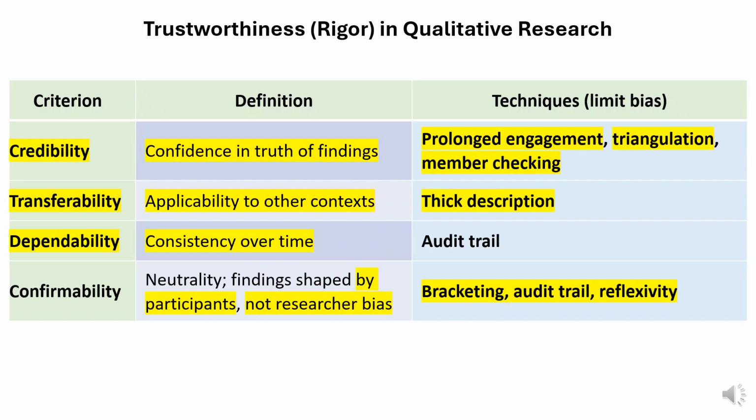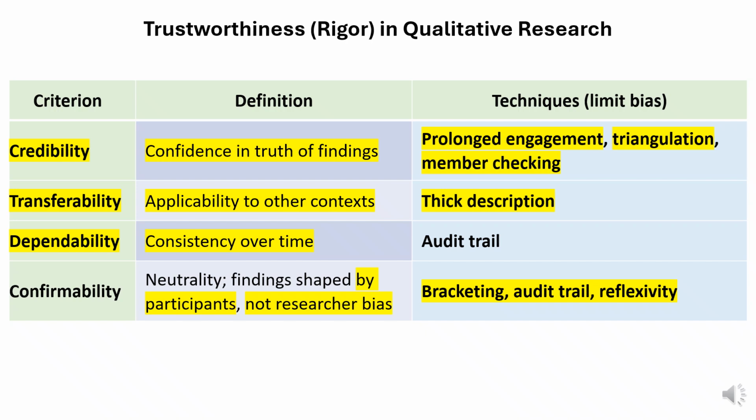In qualitative research, trustworthiness is the gold standard for rigor, replacing traditional concepts like validity and reliability. It rests on 4 key criteria, each supported by specific techniques. Credibility concerns the confidence we have in the truth of the findings, whether the researcher has accurately captured participants' realities. To build credibility, qualitative researchers use prolonged engagement, spending sufficient time in the field to understand the context, triangulation, cross-checking data from multiple sources, methods, or investigators, and member checking, returning findings to participants to verify accuracy.